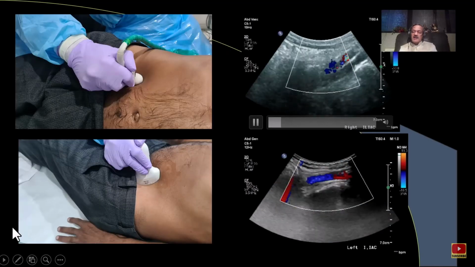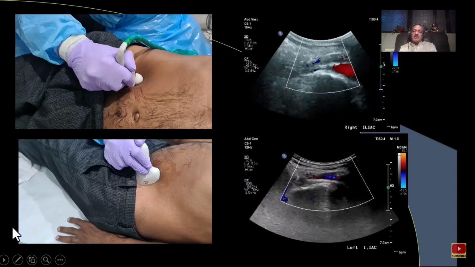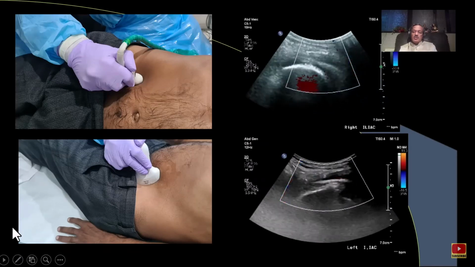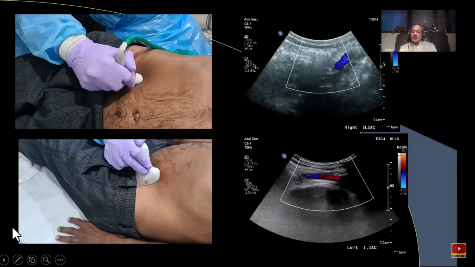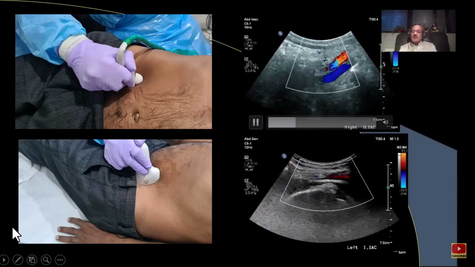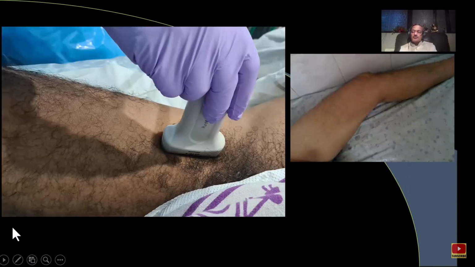For the iliacs, I like to tilt the patient, typically right side up for the right side, left side up for the left. This is because you usually have a lot of gas in this area. And once you tilt the patient, then you can overcome this and you can actually look at the vessels in a much, much better way. And it's easy to interrogate this way also.